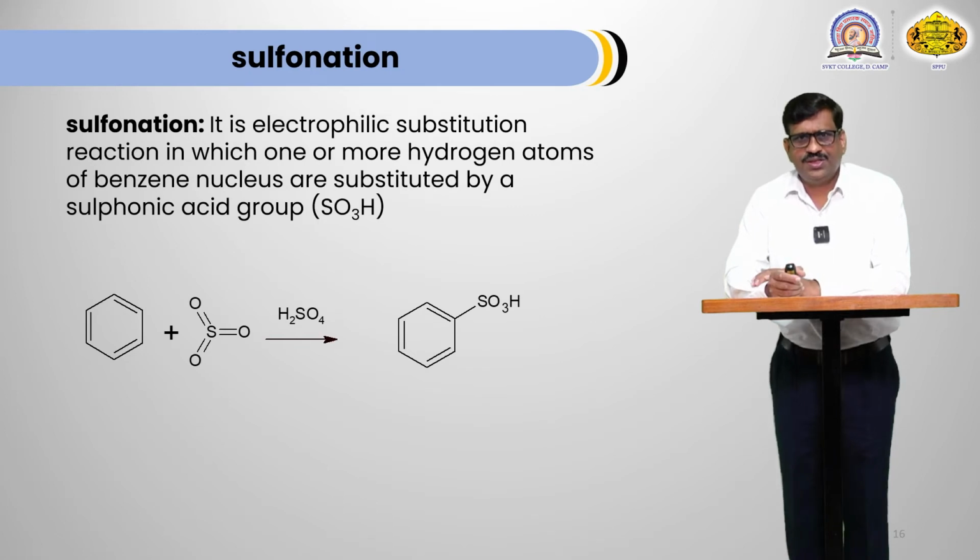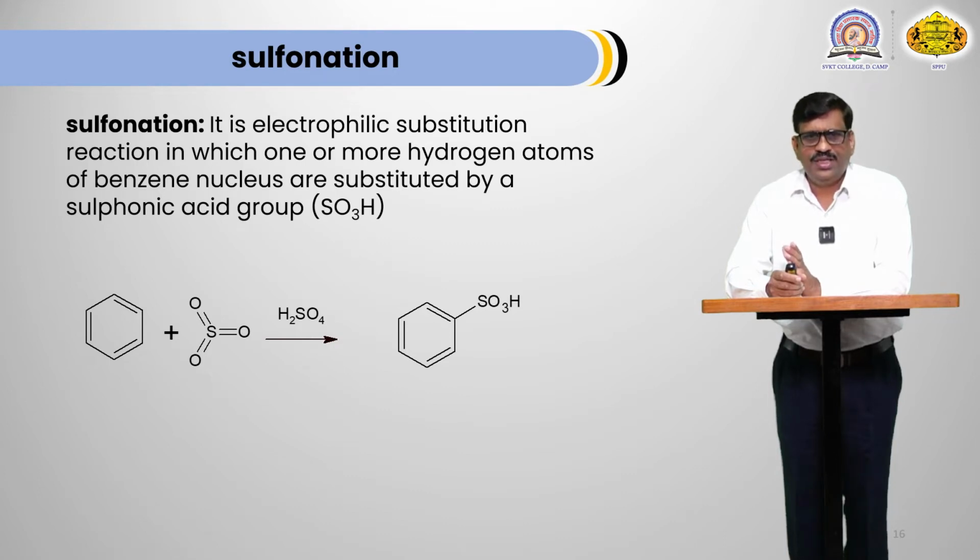Now, the next reaction is sulfonation reaction. Sulfonation means replacement of one or more hydrogen atoms of the benzene nucleus by SO3H group. That reaction is called sulfonation reaction. Sulfonation is an electrophilic substitution reaction in which one or more hydrogen atoms of the benzene nucleus are replaced by SO3H group. In sulfonation, sulfur trioxide is used as an electrophile.